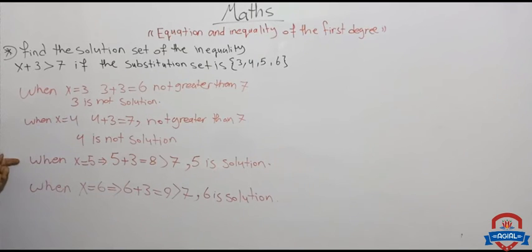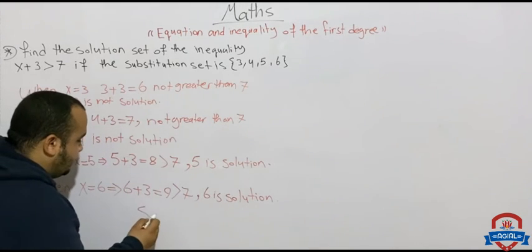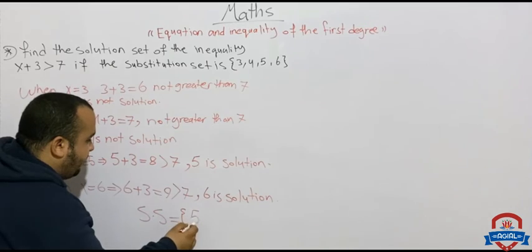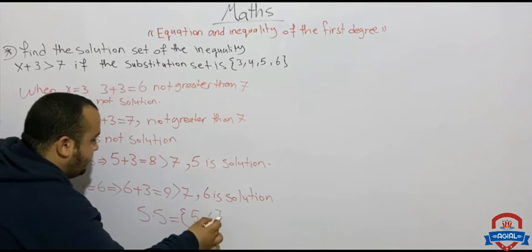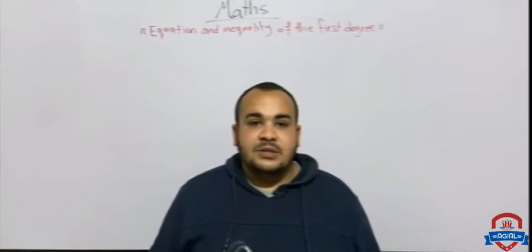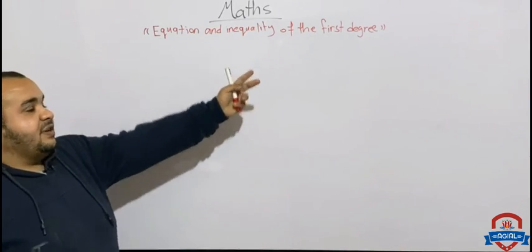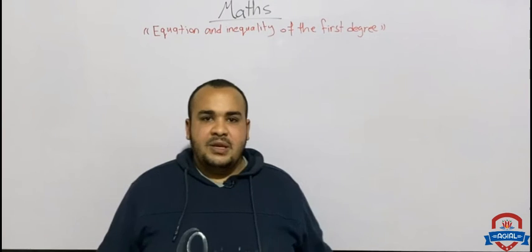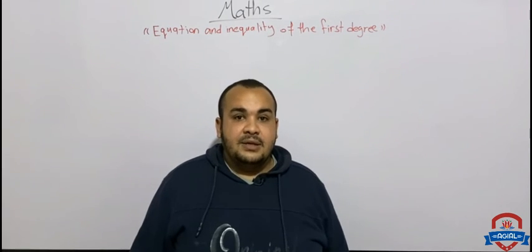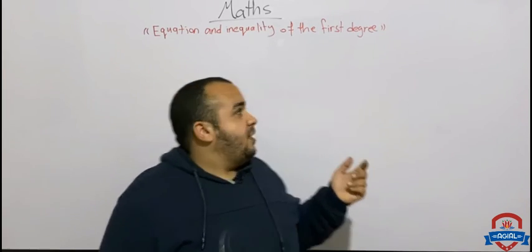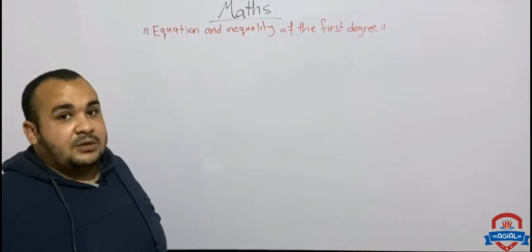Since the numbers 5 and 6 are solutions of this inequality, the solution set of this inequality equals the set {5, 6}. Our lesson today is talking about equations and inequalities of the first degree. So what is the meaning of degree? The degree is denoted by the highest power of the unknown in the equation or inequality.